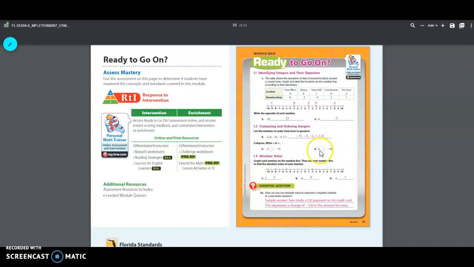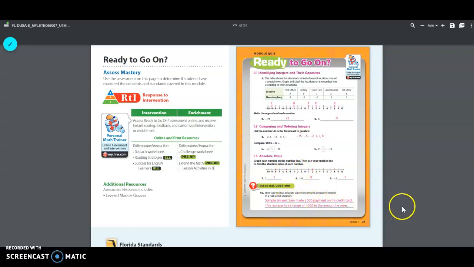And when I look here, obviously a positive number is going to be greater than a negative number, so 9 will be greater than -10. For absolute value, we're graphing each number on the number line, and then we're going to use the number line to find the absolute value of each number. Absolute value is how far away it is from 0. So when I look at 2, it is 2 spots away from 0. When I look at -8, it is 8 spots away from 0. And when I look at -5, it is 5 spots away from 0.